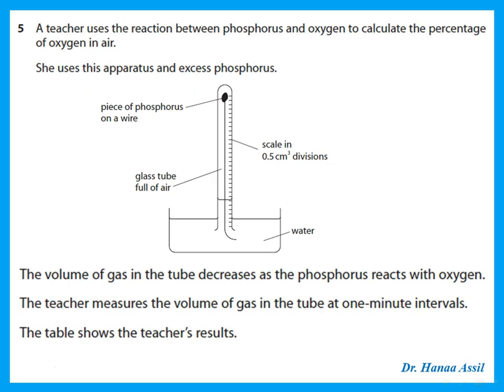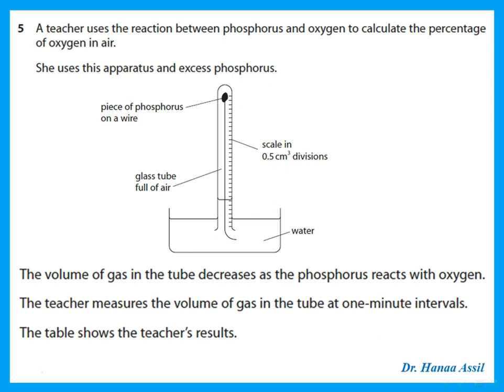A teacher uses the reaction between phosphorus and oxygen to calculate the percentage of oxygen in air. She uses this apparatus and excess phosphorus. So we have a piece of phosphorus on a wire, and we have a glass tube full of air. So of course there is oxygen, and I have water going up to a certain level in the tube. The volume of gas in the tube decreases because the phosphorus reacts with oxygen. So the water is going to go up to replace the oxygen that is being used.